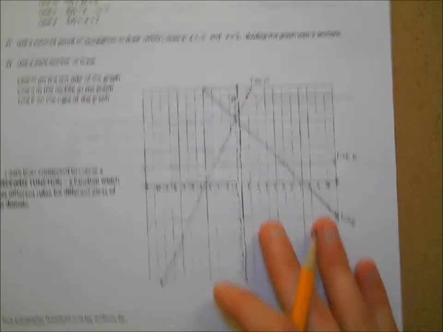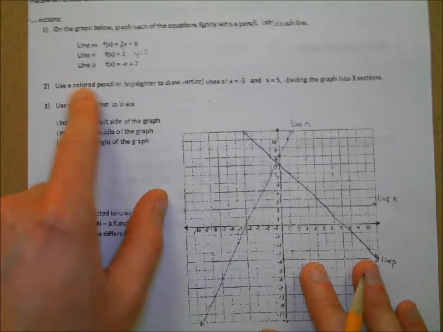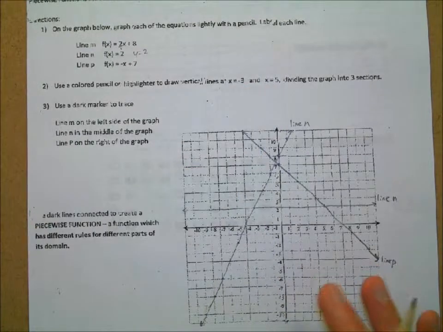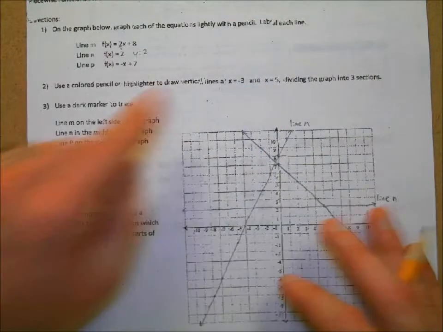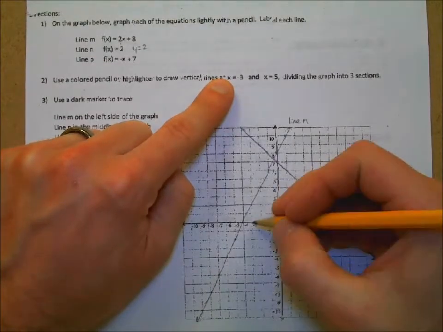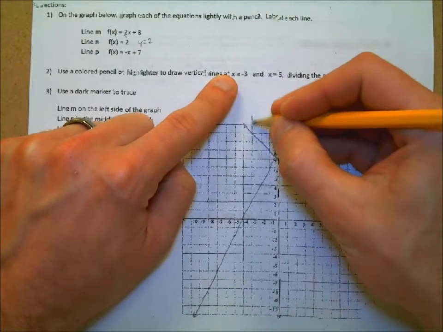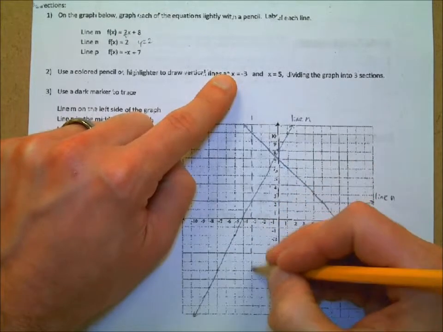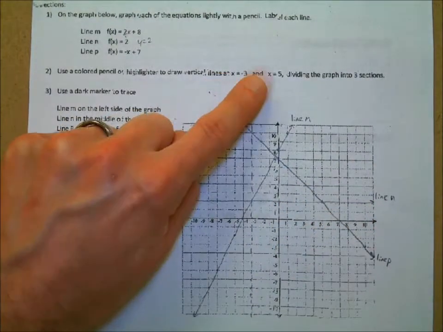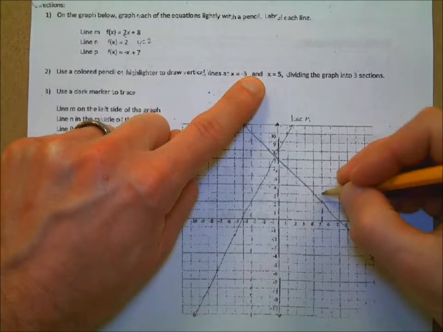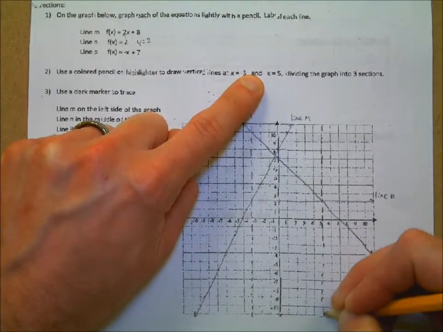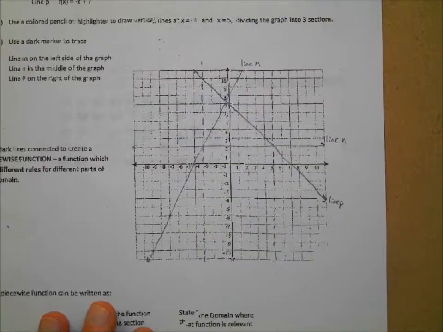Step 2 says use a colored pencil or highlighter to draw vertical lines at x equals -3 and x equals 5. I'm going to use my pencil and just do a dotted line here. So at -3, a vertical dotted line there. Like that. And at 5, also a vertical dotted line. Vertical dotted lines through -3 and 5, all the way through.